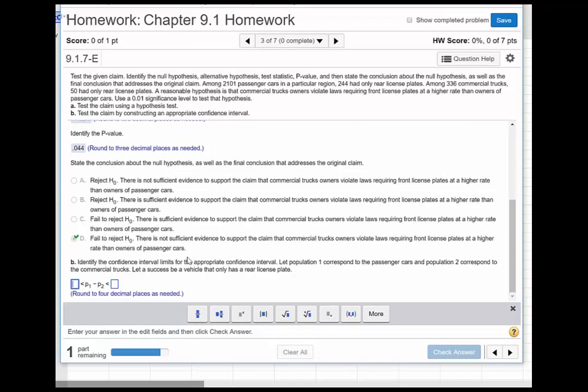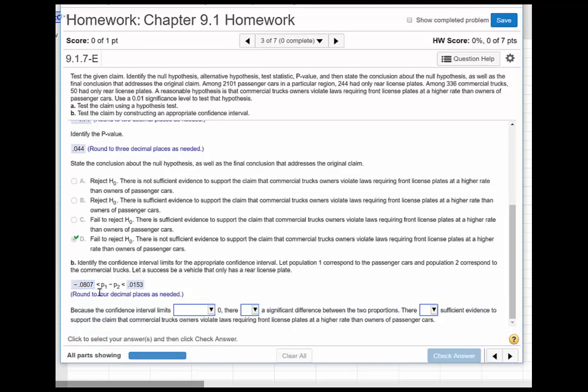So our left interval endpoint will be -0.0807. And our upper interval endpoint will be 0.0153. The interesting thing about this interval is that it does contain 0.